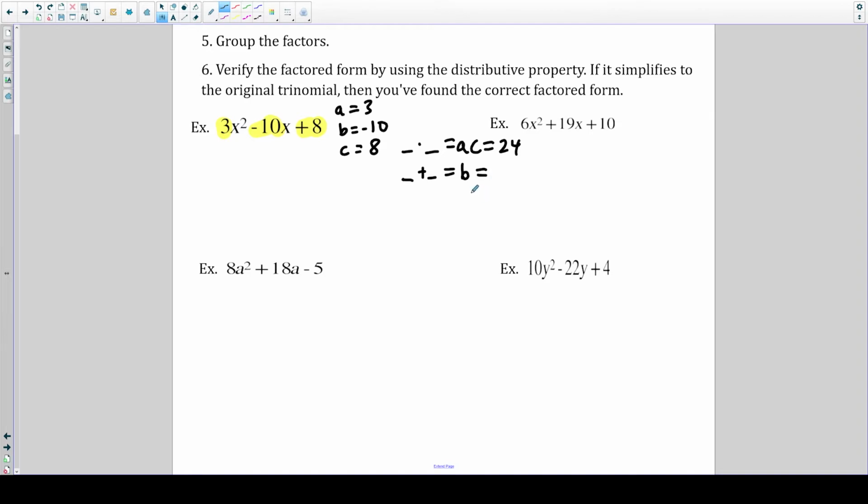So in this case, B is going to be -10. So to start us off, we're going to start listing your factor pairs of 24. So we've got 1 times 24, 2 times 12, 3 times 8, and 4 times 6.